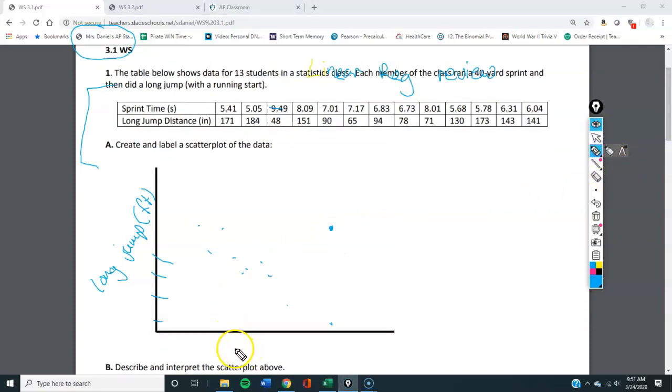And down here we're going to put sprint, because we're looking at the correlation of sprint to long jump size. Remember, we're showing correlation, not causation. This is not an experiment. Labels are important. I don't know if you're going to have a free response part of your test, but who knows. Let's be prepared for anything.